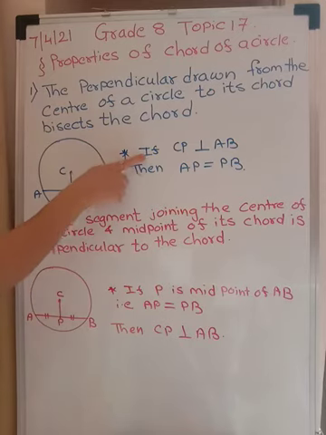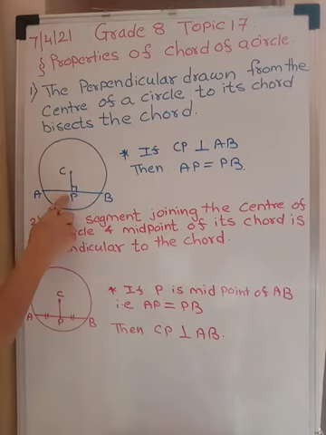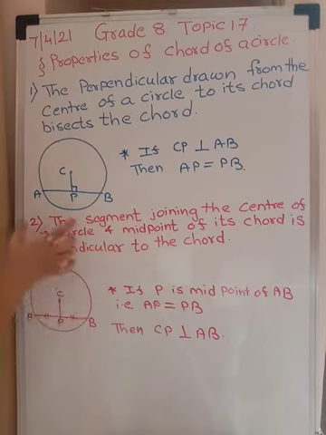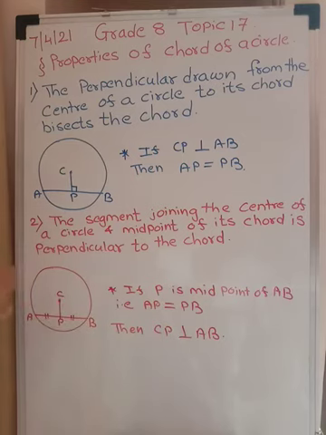So concentrate on if-then and if-then over here. Here if CP is perpendicular, then AP will be equal to PB. Here if AP is equal to PB, then surely CP will be perpendicular to AB, provided C is the center of the circle. I hope both the properties are clear to you, because depending on this we'll have to solve the exercise. Let's go for the exercise now.